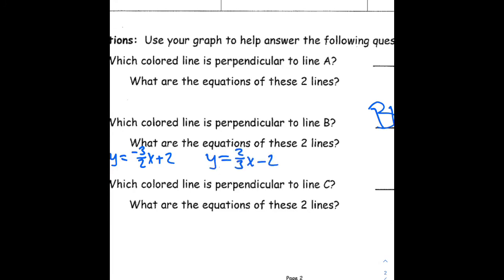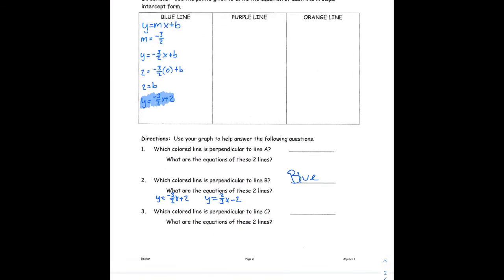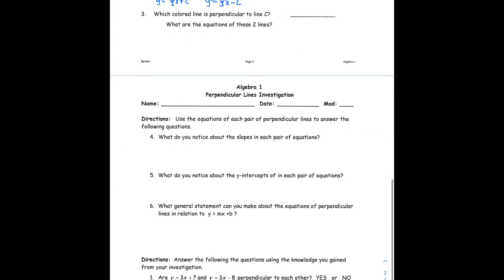And again, you're going to do the same thing. Once you've got all 3 pairs of lines figured out, find a relationship for the slope and the intercept, and then answer the same kinds of questions.